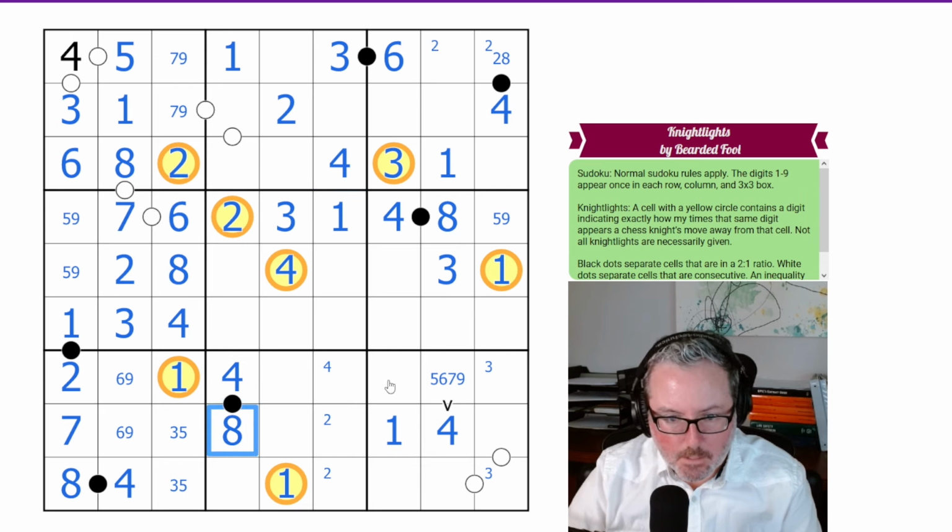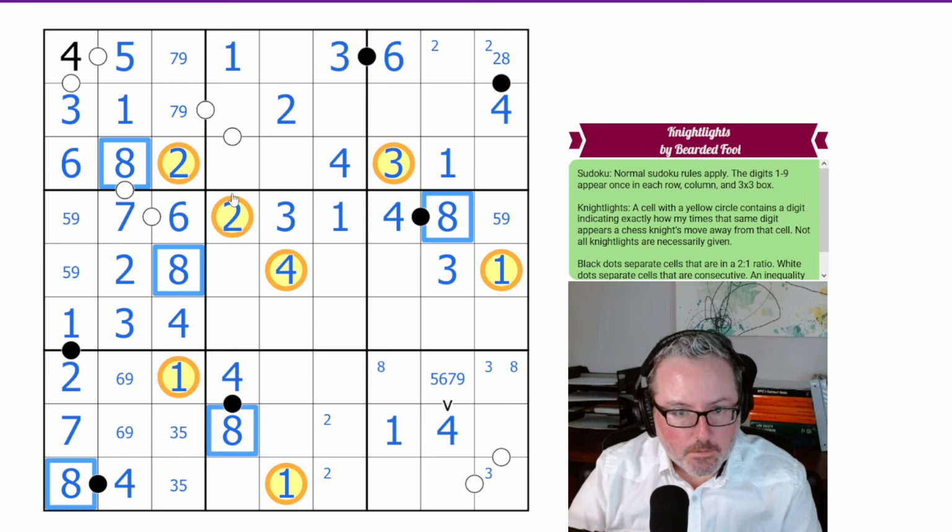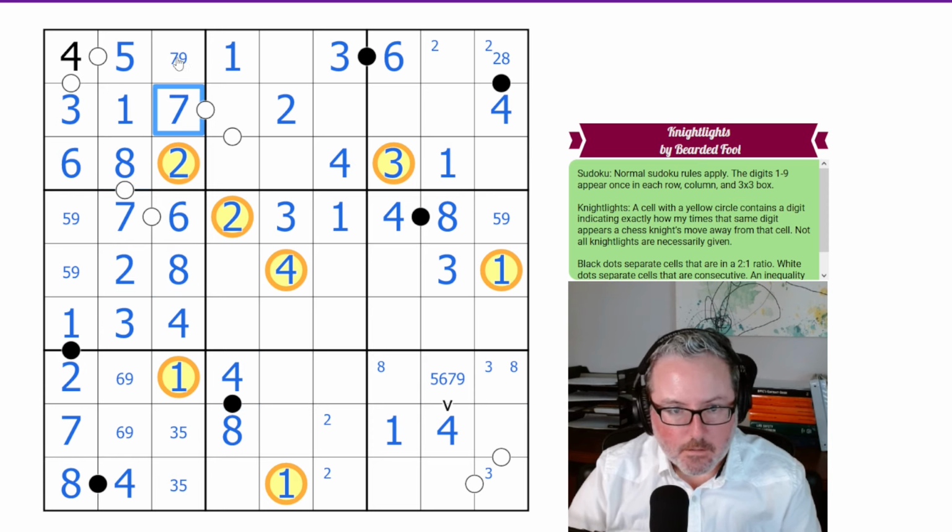Now this has to be 8. Get rid of that. This 4, the 4s are done. How about the 8s? One of these has to be an 8. This can't be a 9 anymore because I've forced that to be an 8, so we've got 7 and 9. Okay, we're getting somewhere.